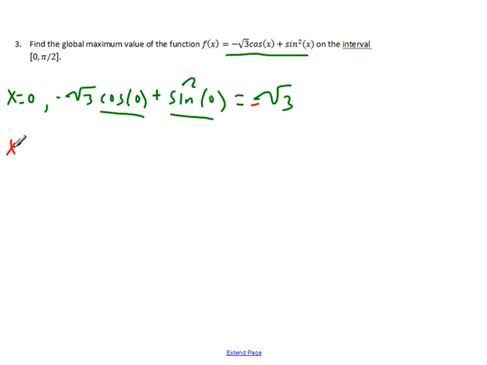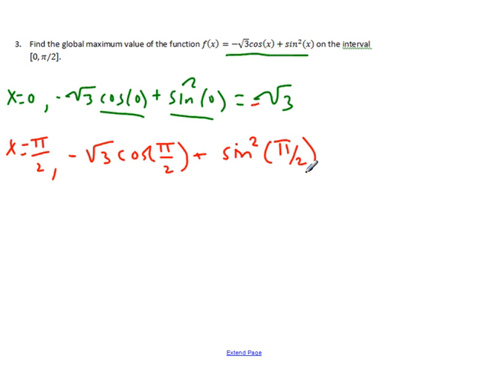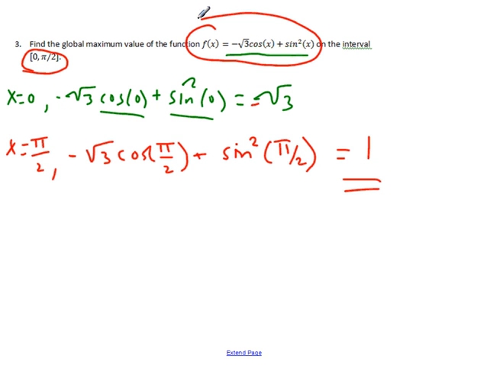And at pi over 2, we have -√3 cos of pi over 2, which is going to be 0, plus sine squared of pi over 2, which is just 1 squared. So this just equals 1. Now, those are the endpoints. We've dealt with them. Now we need to look at the derivative.